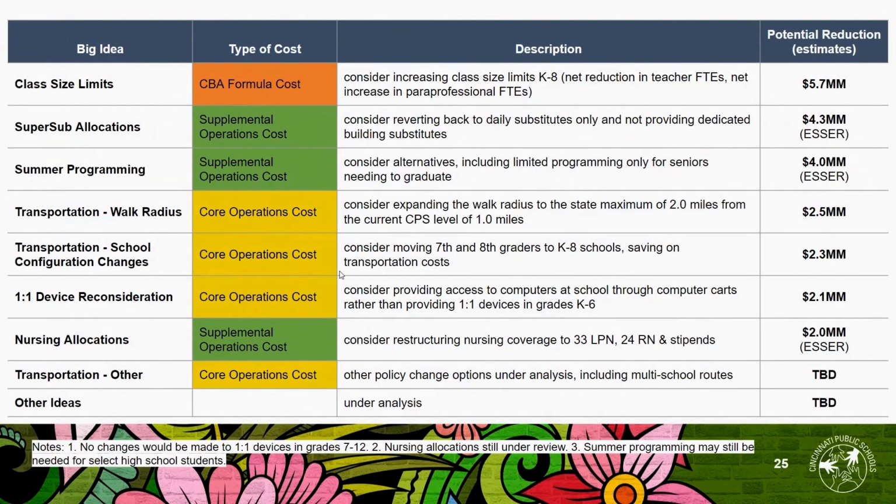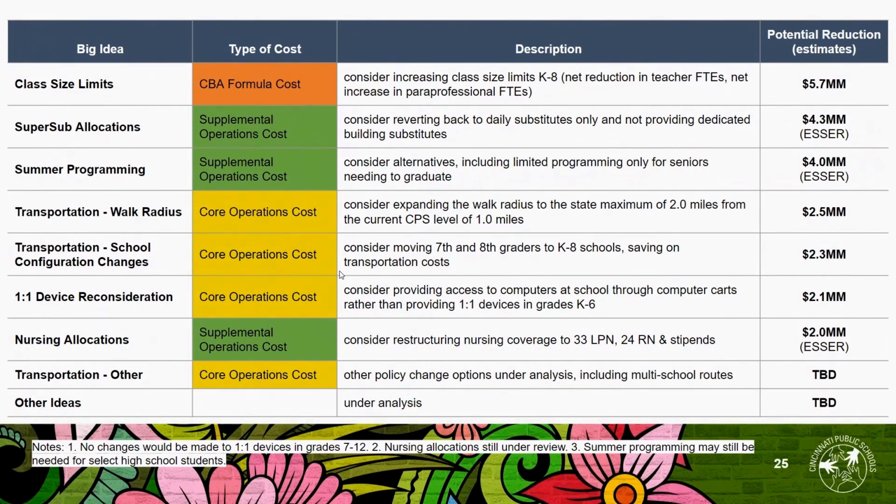In the beginning of the pandemic, the district started providing dedicated substitutes to schools. So rather than just calling somebody to come in when a teacher was absent, we allocated a substitute that could be at that same school every day, all day. If we were to stop doing that and just go back to daily substitute coverage, that could help us reduce $4.3 million. That's currently in ESSER, but it still contributes to that $90 million.